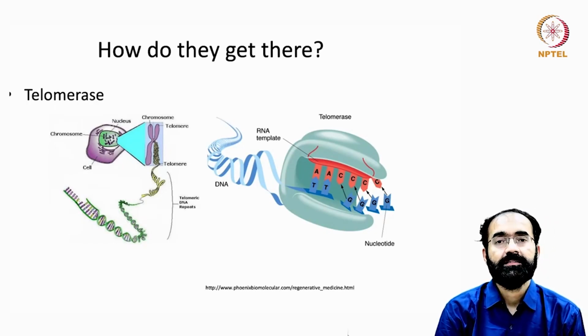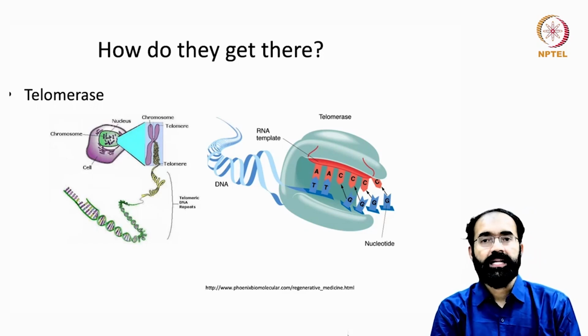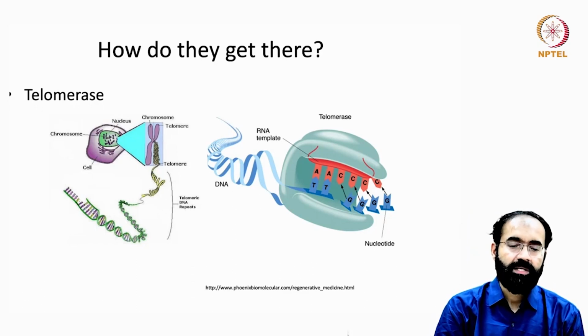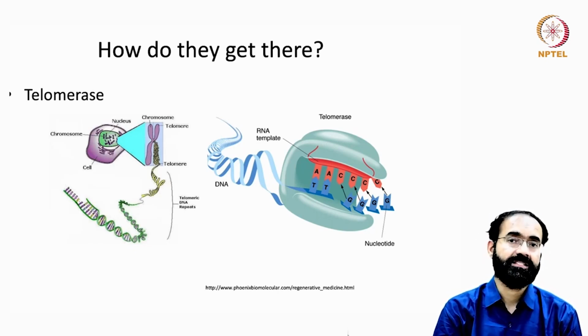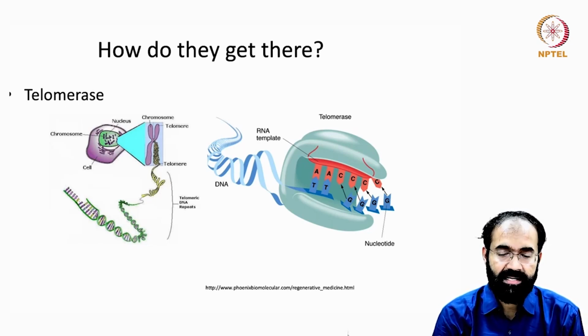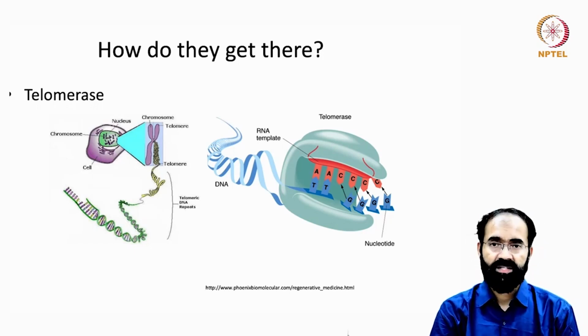Now let us understand who puts the telomere onto the DNA. How does it come in the first place? The answer is telomerase. Telomerase is an RNA protein hybrid. Telomerase is an enzyme that is capable of renewing or adding the telomeric repeats onto a chromosome. It has an internal RNA template and a protein outside. And telomerase is nothing but a reverse transcriptase.